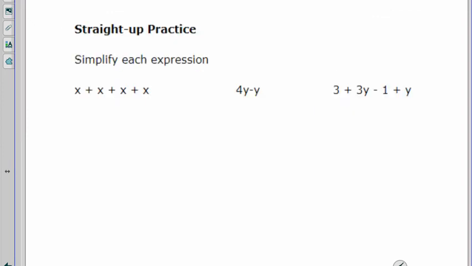All right, we've got some straight up practice here. We're going to simplify these expressions, combining like terms. Look at the terms. If they have the same variable, then you can combine them. If they're just constants, you can combine them. So go ahead and give it a shot, and I'll see you next time.